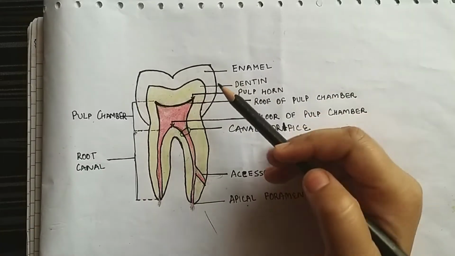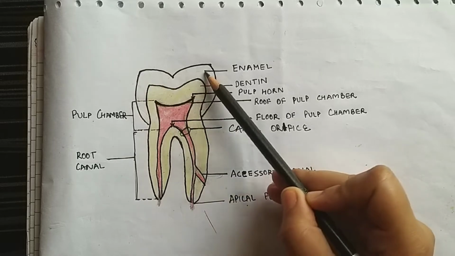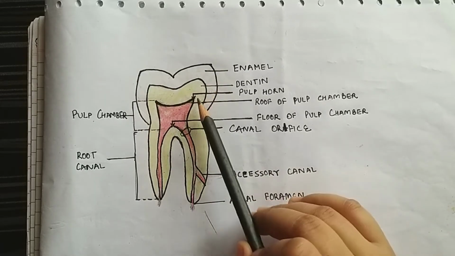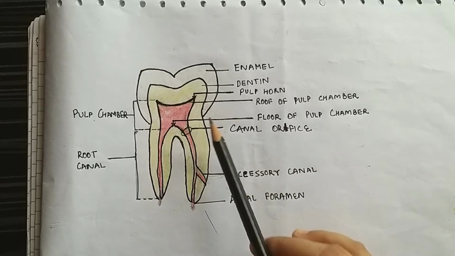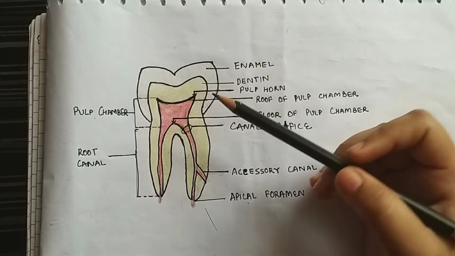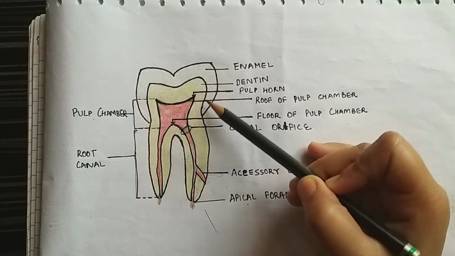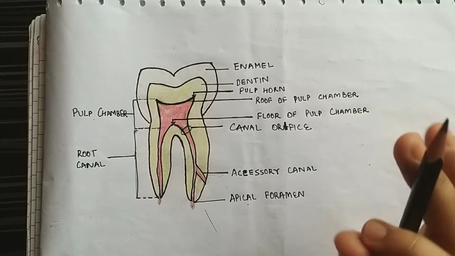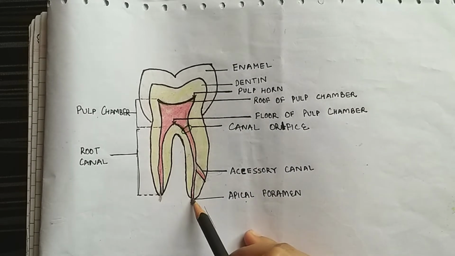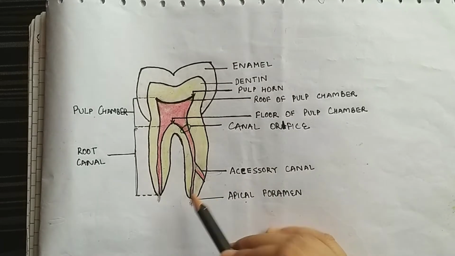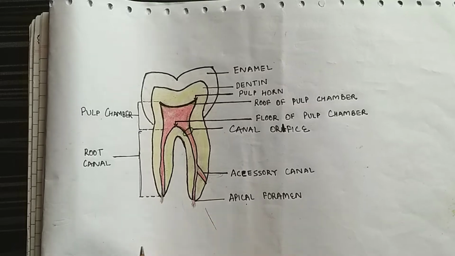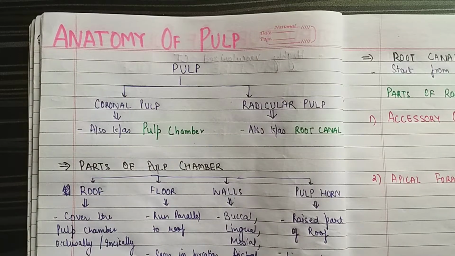So as we all know that outermost portion of a tooth is known as enamel, then we have dentine below that, and after dentine we have pulp. So as you can see in this image, the pulp is completely surrounded by dentine from all the sides except at the apical foramen, the structure at which the dentine is absent around the pulp. So let us begin with the study of pulp.